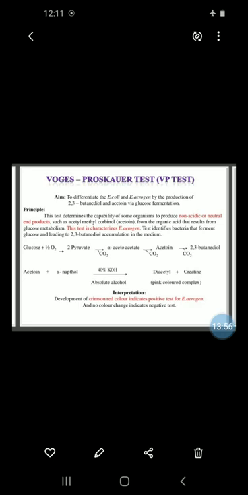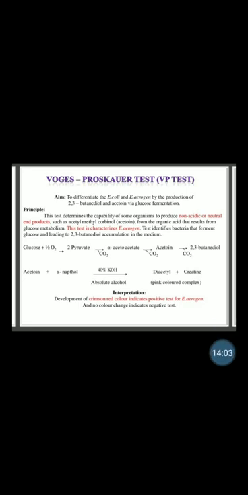Next, acetoin plus alpha naphthol in the presence of 40% KOH and absolute alcohol gives diacetyl plus creatine, and it gives a pink color complex.